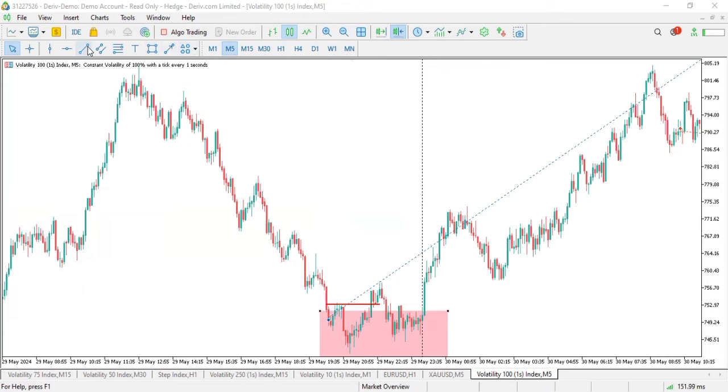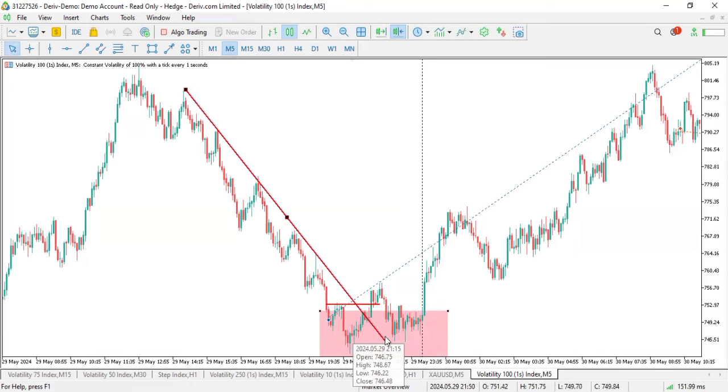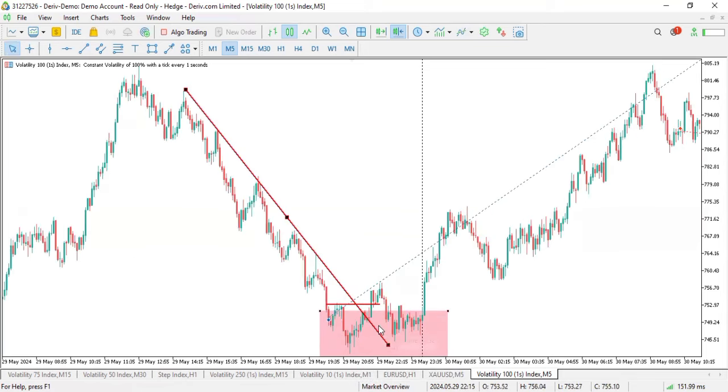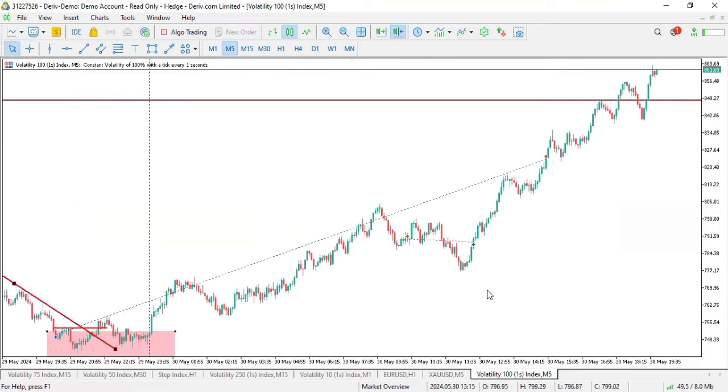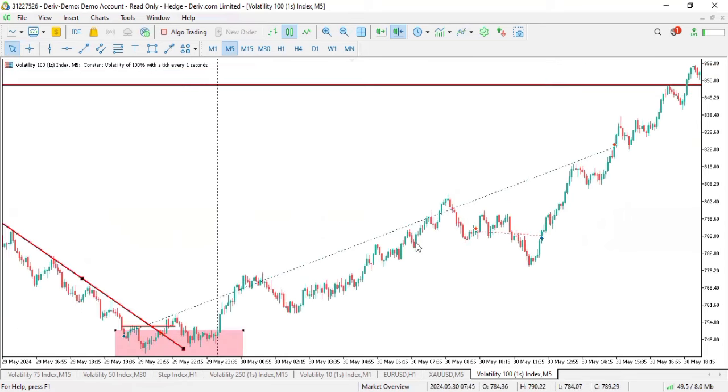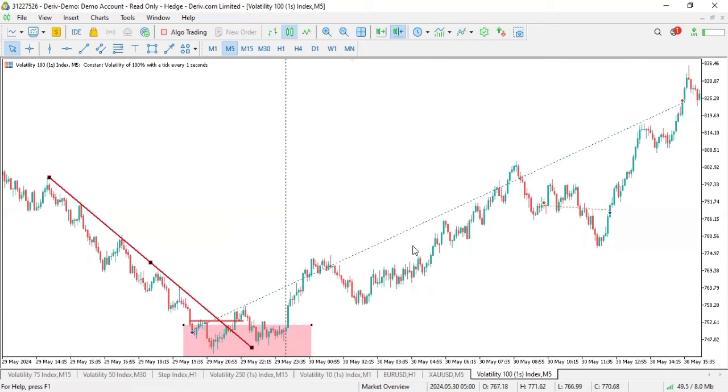Now, another way you'd have entered it would have also been to use your trend line. Okay, you have also used your trend line and then wait for a break of the trend line and a retest of same. And you would have seen it here, very straightforward. You see, and then you just buy and it will push all the way up. So this is how easy it is. Okay, it's as easy as this.